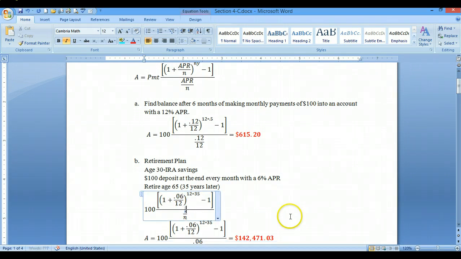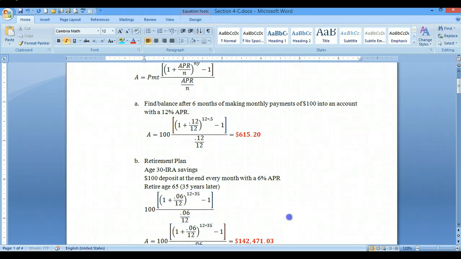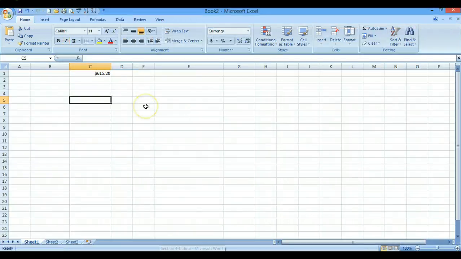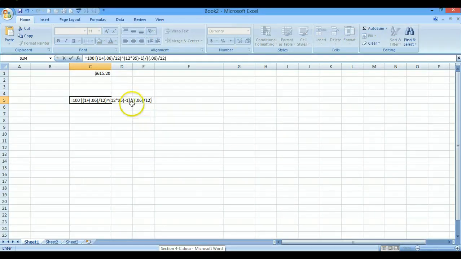Delete that out. My APR is 6% and number of times paid is 12. Copy and paste this into Microsoft Excel. Copy equals Control V, and remember we must put a times sign.